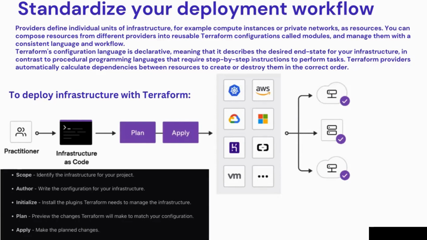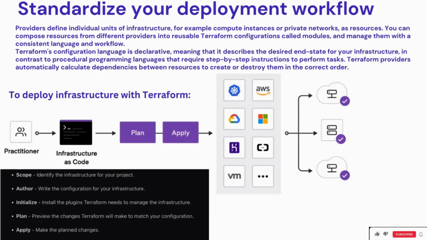Terraform's configuration language is declarative, top to bottom, meaning that it describes the desired end state for infrastructure. In contrast, procedural programming languages require step-by-step instructions to perform the task. Terraform automatically calculates dependencies between resources to create or destroy them in the correct order.